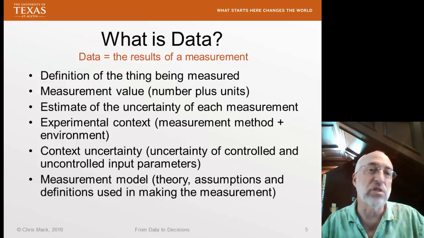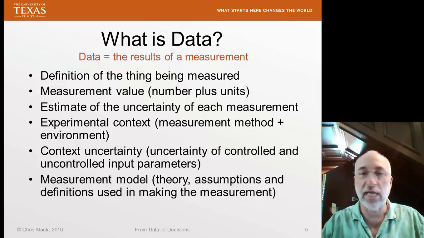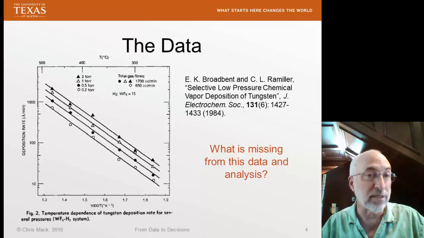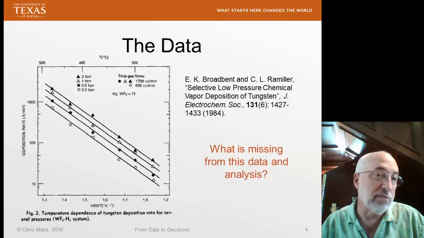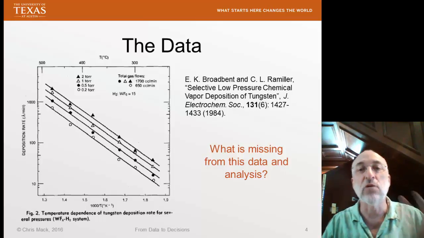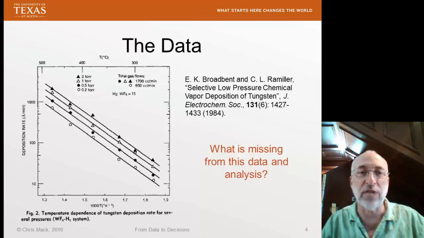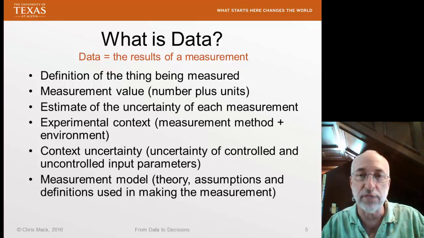That's because sometimes the definition of the thing being measured is pretty obvious or well known and doesn't really need to be discussed. In our case, we're looking at deposition rate, and the deposition rate, angstroms per minute here, is the rate at which the thickness is being increased over time as the material is being deposited. It's very easy to understand. We don't need to talk much about that definition.